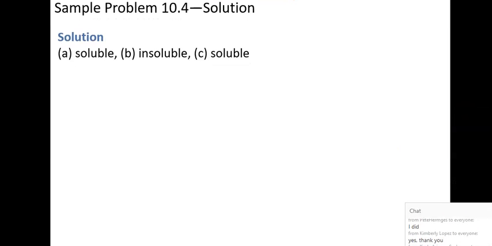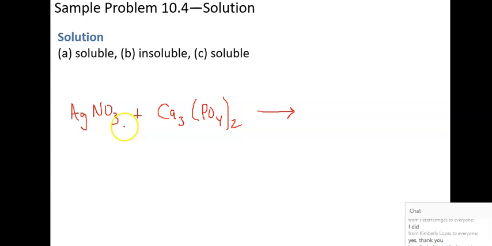Okay, so let's do a practice problem here. Let's take silver nitrate and add it to, let's say, calcium phosphate. All right, so this is a type of problem I'll have you do on an exam.